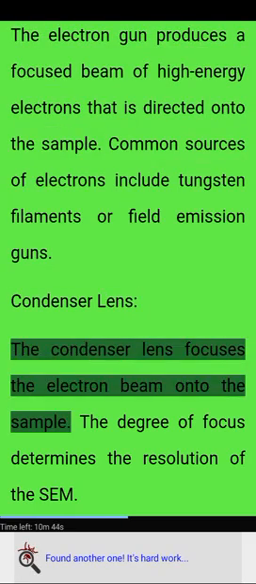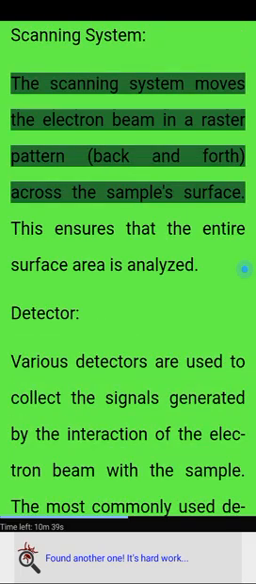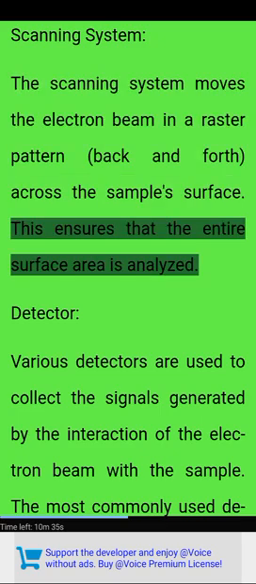Condenser lens. The condenser lens focuses the electron beam onto the sample. The degree of focus determines the resolution of the SEM. Scanning system. The scanning system moves the electron beam in a raster pattern back and forth across the sample surface. This ensures that the entire surface area is analyzed.